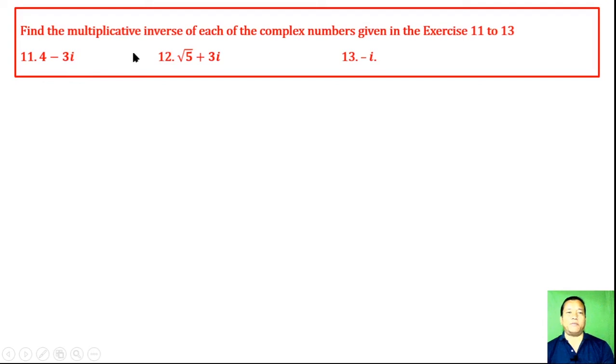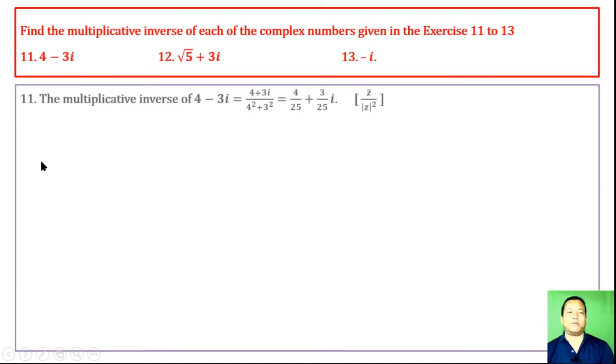Find the multiplicative inverse of each of the complex numbers given in the exercises 11 to 13. For 11, the multiplicative inverse of 4 minus 3i is 4 plus 3i divided by 4 square plus 3 square, that is 25. So 4 by 25 plus 3 by 25 times i, using this formula.